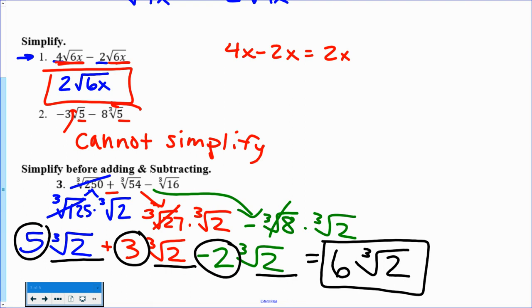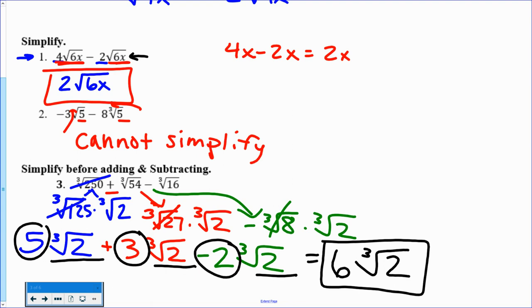Okay, so on number 1, there was nothing to simplify inside, and they already had the same radical, so we could just go ahead and subtract those. On number 2, we couldn't simplify anymore, and they also did not have the same index. So if they don't have the same index, there's nothing you can do to simplify it any further.